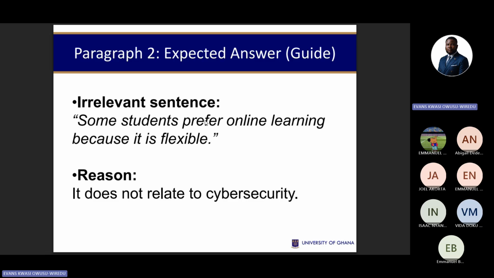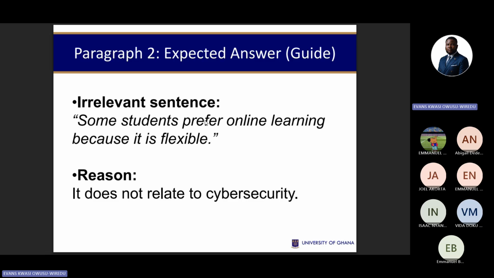From looking at it, you can see that the topic sentence is supposed to be about cybersecurity. But if you read, some students prefer online learning because it is flexible. We are not even talking about security. What are we talking about? Let alone cyber. You get it. So you should know when some sentences are not relevant to the topic, and you're able to identify them. So based on this explanation, you'll be able to identify this one.